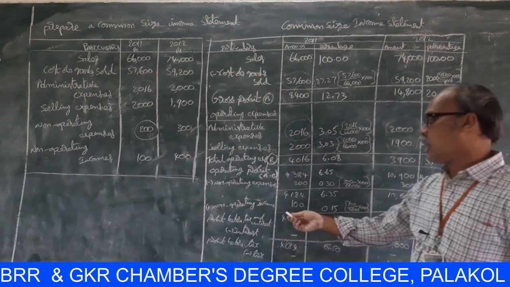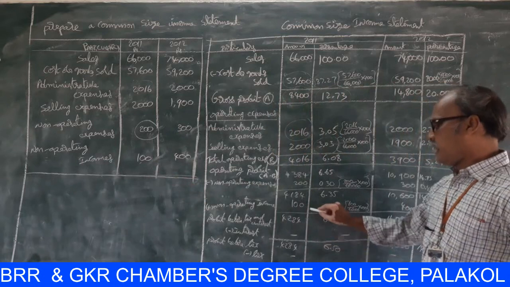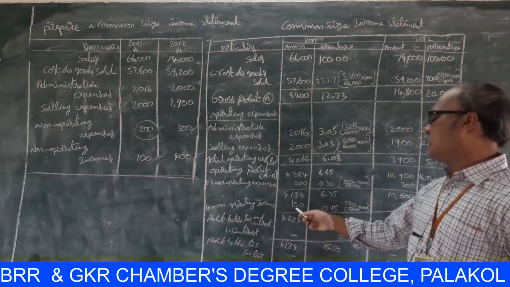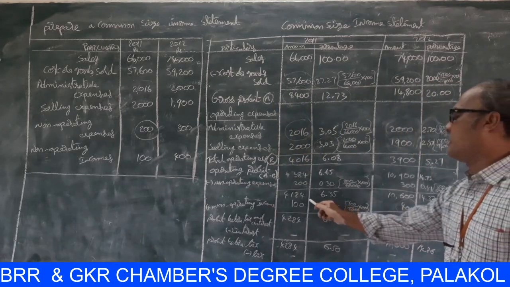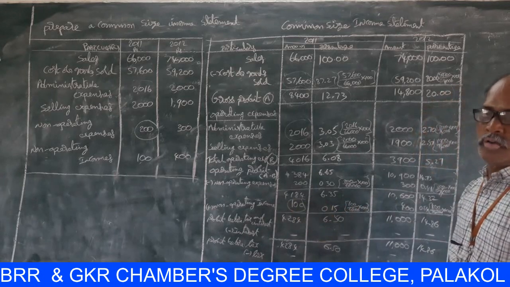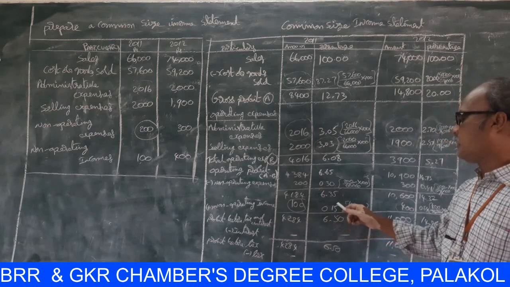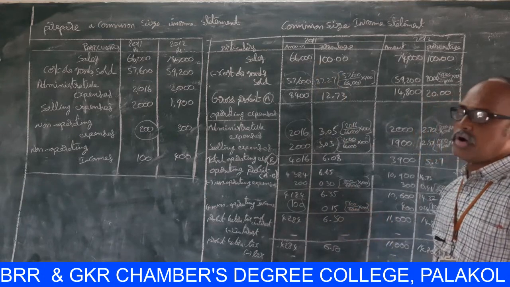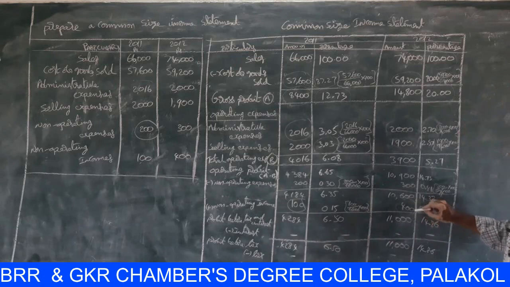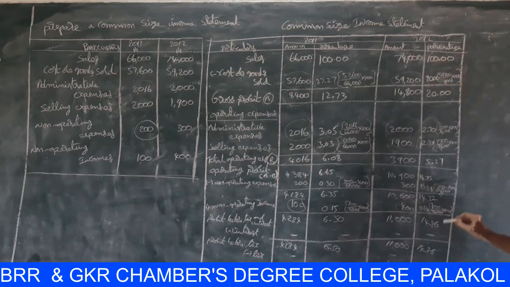Next, add non-operating income. Look at this one, non-operating income. Non-operating income for the year 2011 is 100. For the year 2012 is 400. The percentage of non-operating income is 100 by 66,000 into 100, that is equal to 0.15. Next one, 400 by 74,000 into 100, that is equal to 0.54.